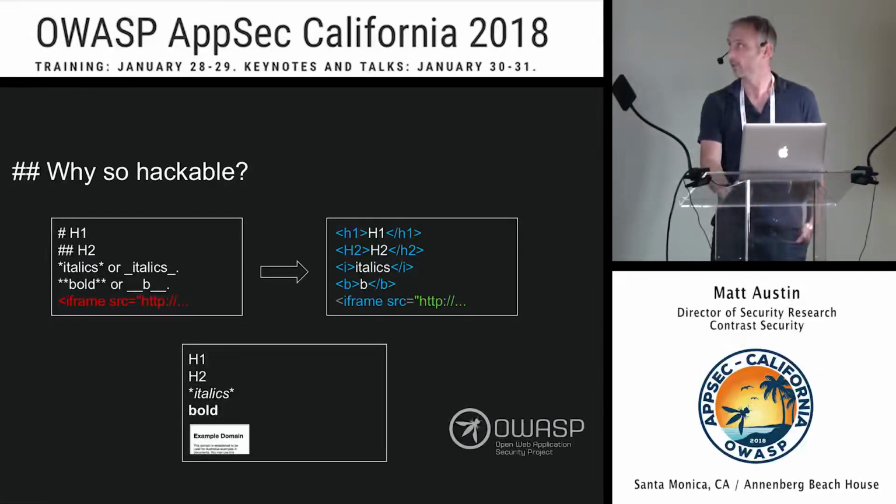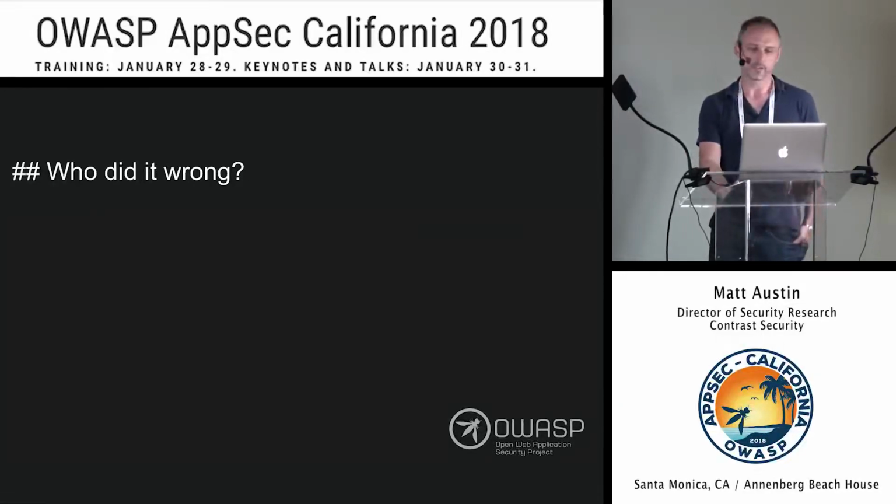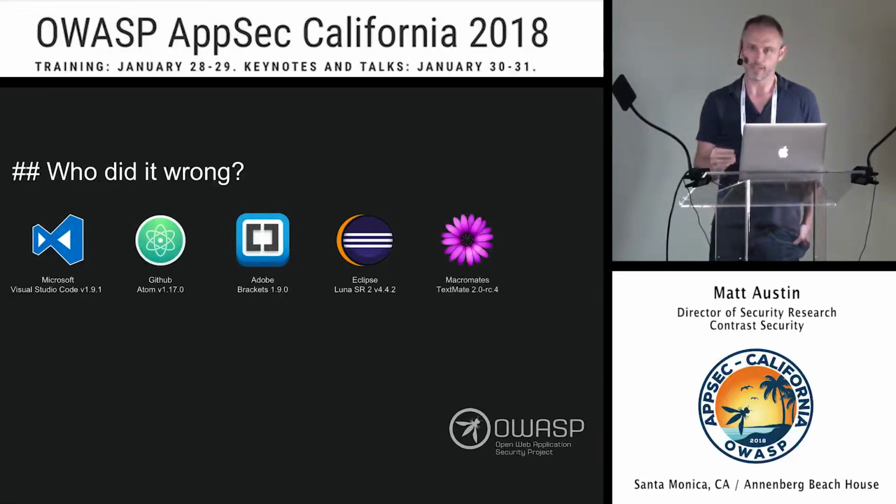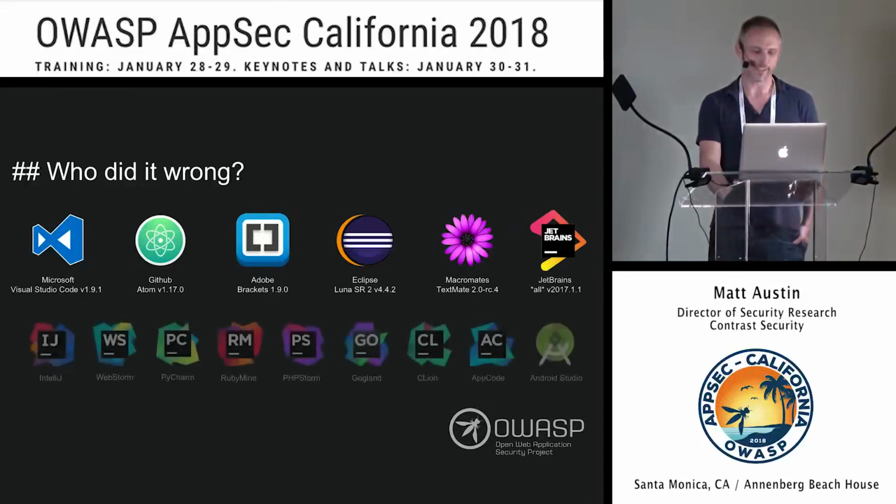So in this context, and we're talking about IDEs, who did it wrong? What was successful? There was a problem with Visual Studio Code, GitHub's Atom Editor, Adobe Brackets. Eclipse had some interesting issues, remote code execution in TextMate, which is interesting because it's a native app and really lightweight. JetBrains suite, and if you don't know the JetBrains suite, it's pretty robust. There's a lot of those.